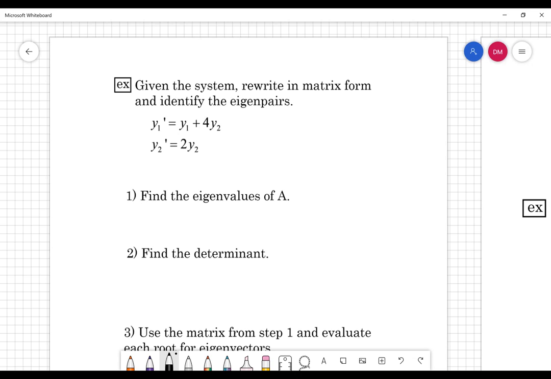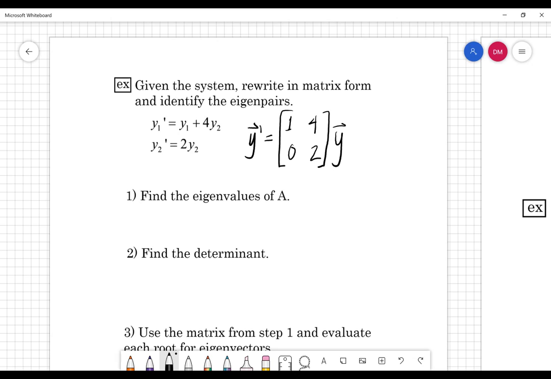Okay, so if you paused, let's go through. We're just going to write down our matrix form. So we would have y prime is equal to my coefficient matrix, so 1 and 4, 0 and 2 times y. And hopefully you can see where that came from with my coefficients here. So we have our y1s, we have our y2s.